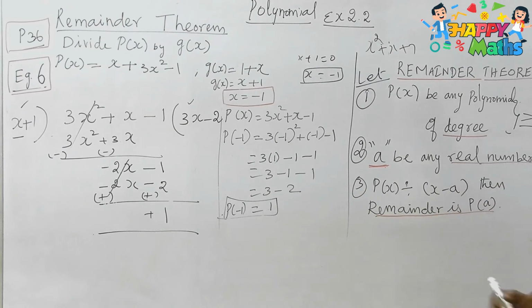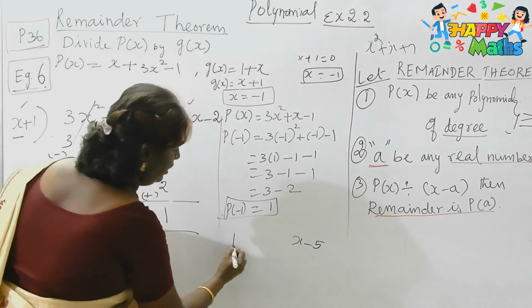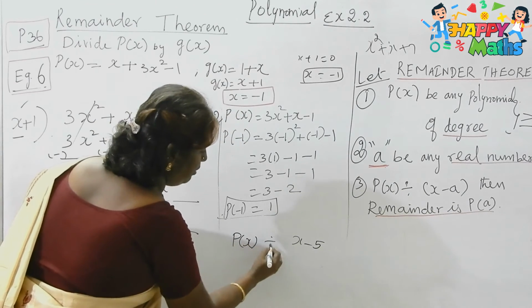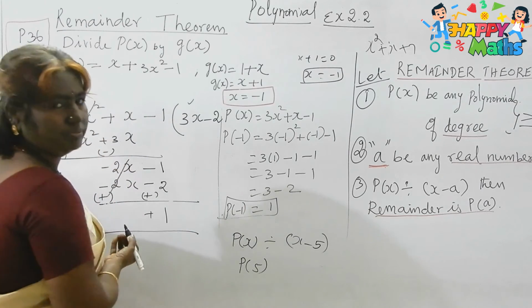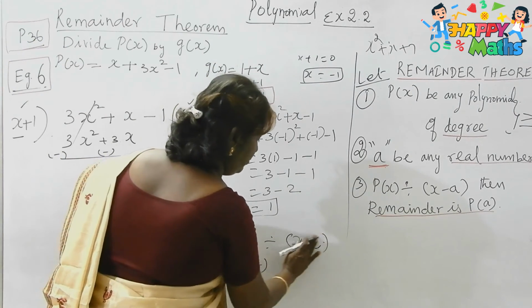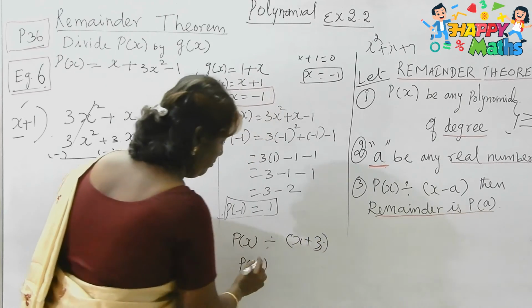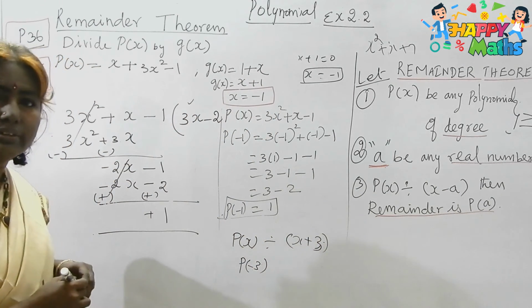So, when you divide this by x minus a, you will get the remainder as only this p of a. Suppose you are dividing by x minus 5. For example, you are dividing any polynomial by x minus 5. What will be the remainder? p of 5 will be the remainder. Can you get the point now? Suppose if it is x plus 3, what will be the remainder? p of minus 3 will be the remainder.